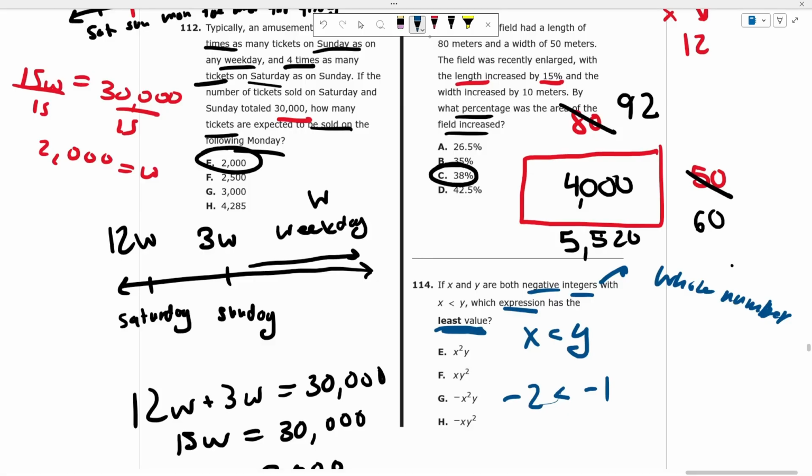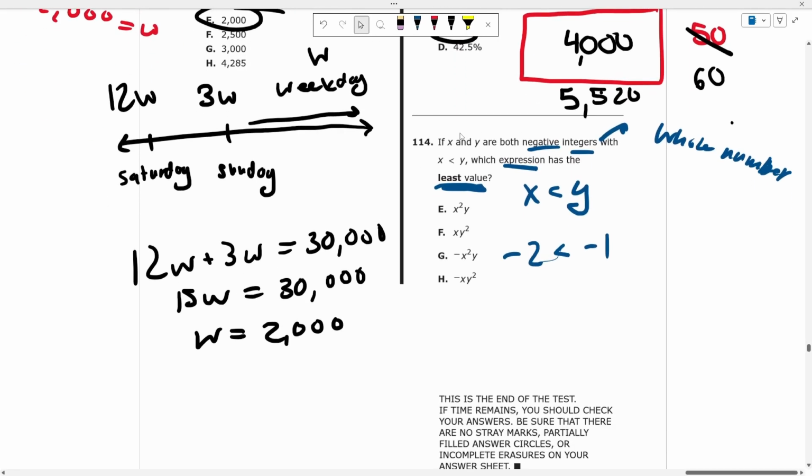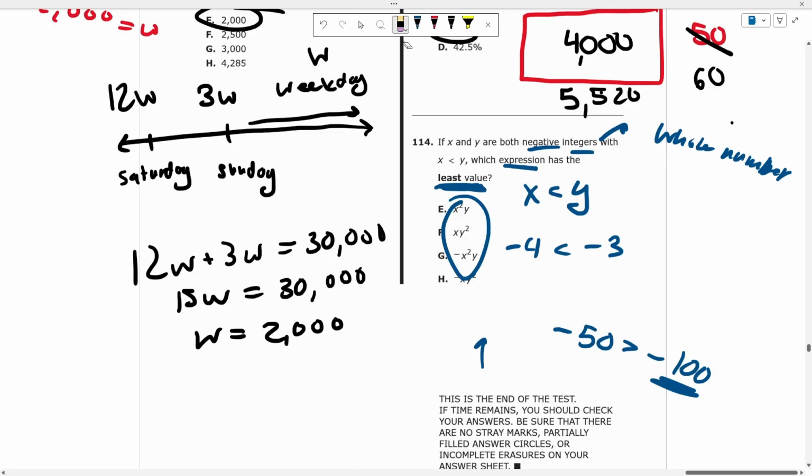We want the least value. What that means is I want to maximize the value, and I also want to make it negative. So here's what I mean by that, okay? Let's say, for example, that x is negative 4 and y is negative 3, okay? If I want this to have the least value, I want it to be a negative number that's really big. For example, negative 50 is actually bigger than negative 100. So it's less. So I would want all of these answers to equal the least possible number.